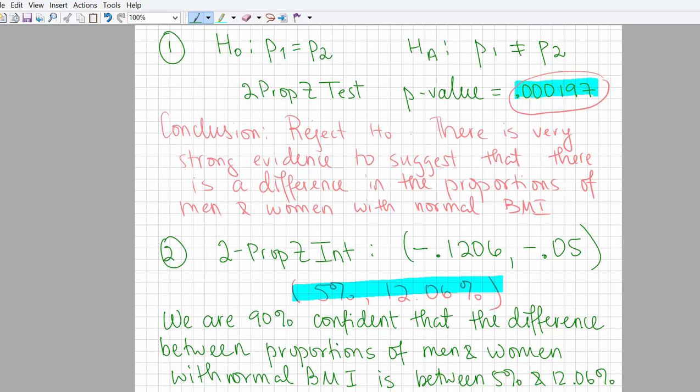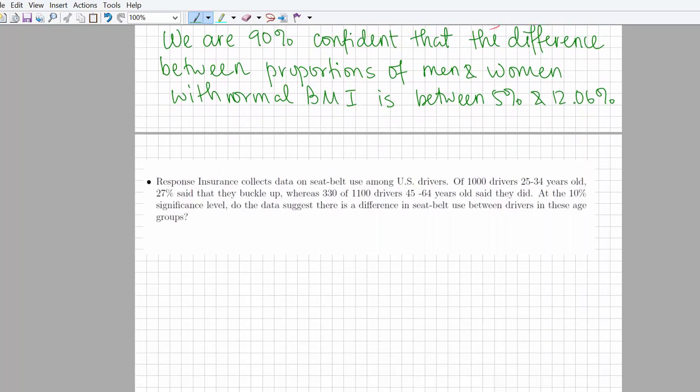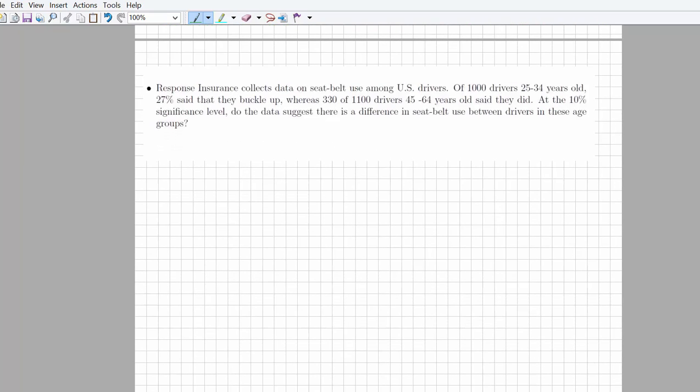That's the significance. Okay, now let's take a look at the problem where we might come up with a different conclusion. All right, let's see what's going on here. Here we're talking about two different groups that are based on age. So let me write down my group from 25 to 34-year-old. That's my group number 1. And then I have another group, 45 to 64-year-old. So two groups of people, and they answer the following question: do you wear a seatbelt?